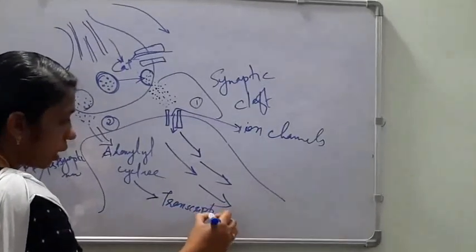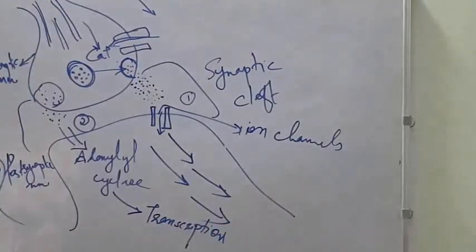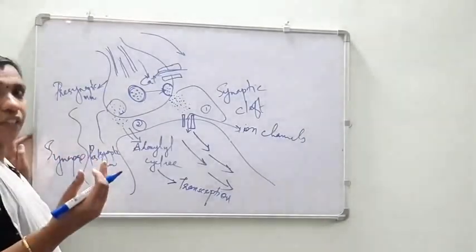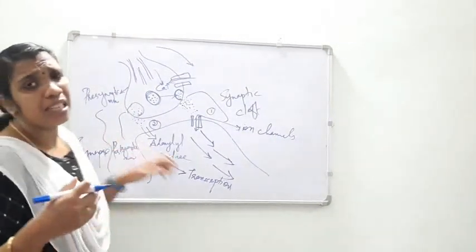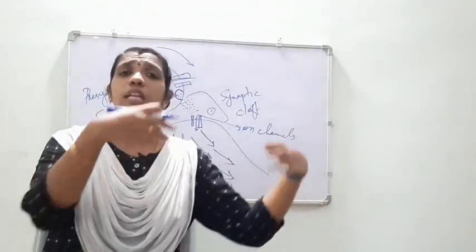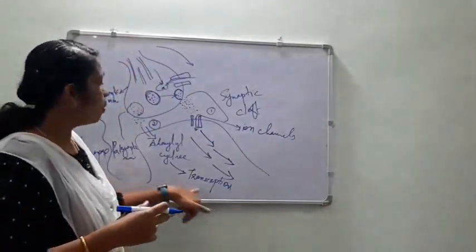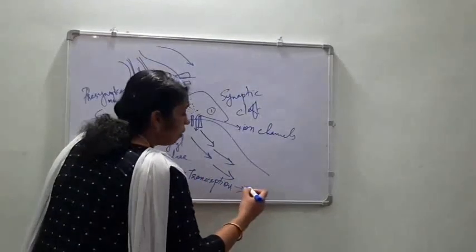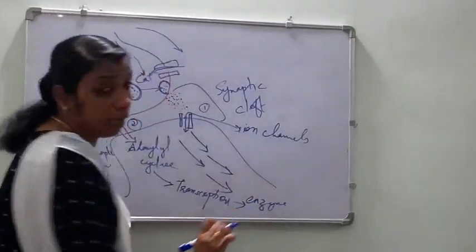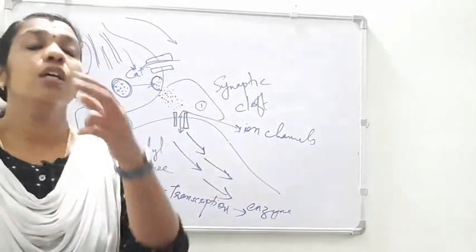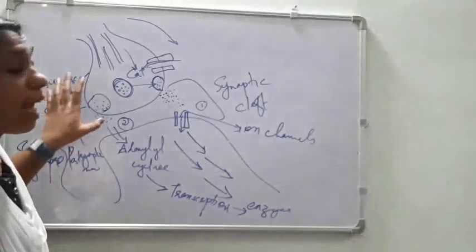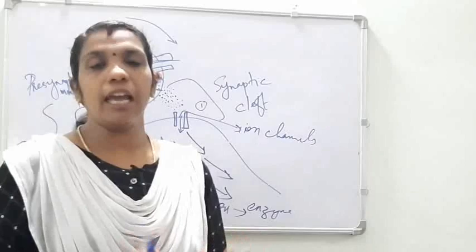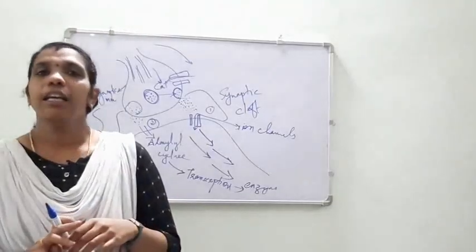Transcription. What is transcription? It is DNA converted to RNA, messenger RNA, for the formation of new amino acids, proteins, enzymes. Is it not? So it will be stimulating the transcription, and this transcription will result in the formation of a new enzyme if there is a need of an enzyme. So these are the two methods in which the action potential is carried from the presynaptic to the postsynaptic membrane through the synaptic cleft.